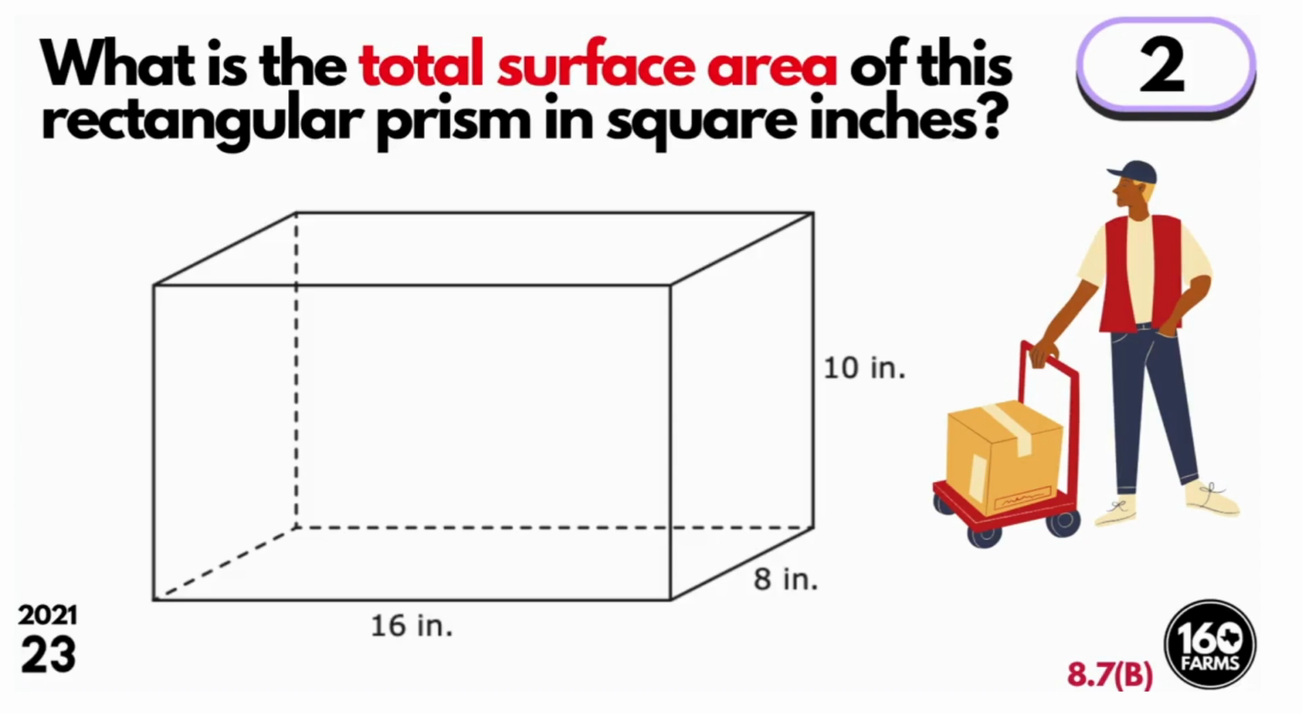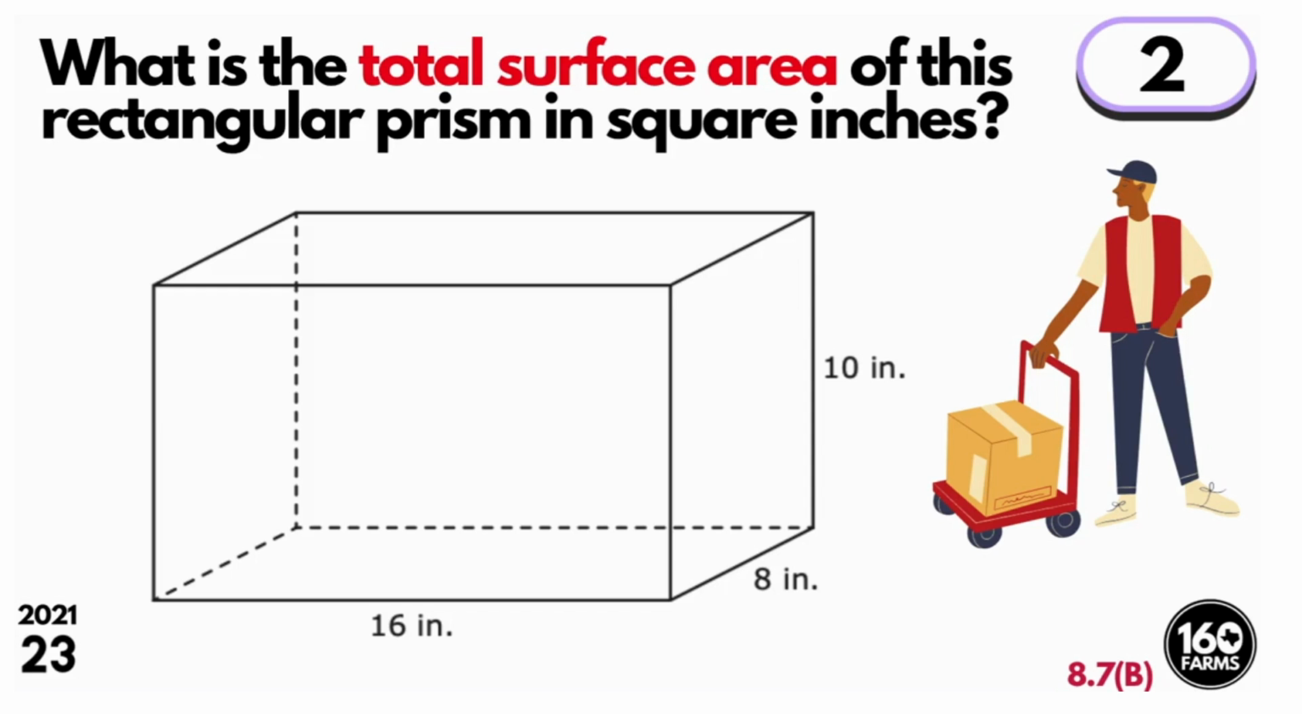Number 23, what is the total surface area of this rectangular prism in square inches? Total surface area, you can kind of think of like either painting the outside of every face of a 3D object or wrapping paper, wrapping it like a present. So let's look at the formula.